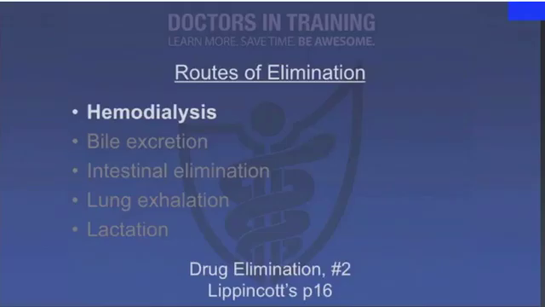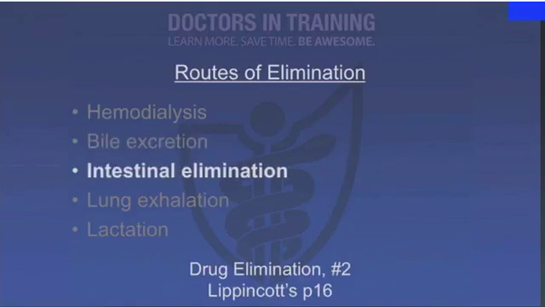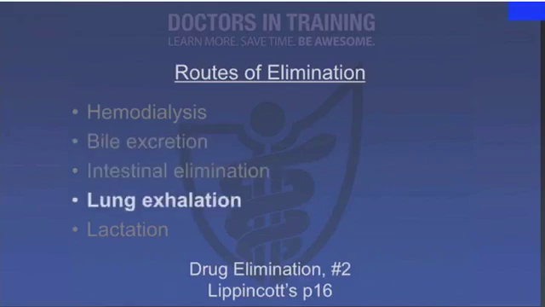Some drugs can be removed through hemodialysis, which is where you take the blood out of the body and run it through a dialysis filter and remove drugs and toxins and that sort of thing in patients who have kidney failure. Drugs are also eliminated through the bile. Some drugs are eliminated in the intestine. A small number of drugs are eliminated in the lungs, and you actually breathe out the toxic metabolites. And in nursing mothers, you can eliminate drugs through the milk. So let's focus on renal elimination because that's by far the most common site of drug elimination.